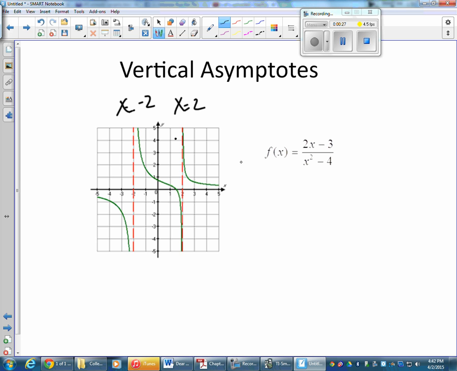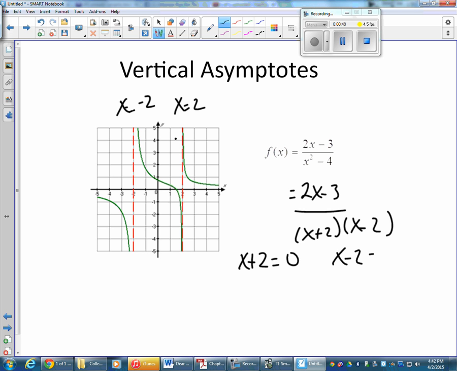And the way that you figure out your vertical asymptotes is you, first of all, make sure everything's simplified. So I have 2x minus 3 on the top, and the bottom would factor to x plus 2 and x minus 2. And you want to look to see if you have any common factors, which I don't. And as long as I have no common factors, then the zeros of the denominator are my vertical asymptotes. So x plus 2, set that equal to 0. X minus 2, set that equal to 0. So I would get -2 and +2 are my vertical asymptotes.